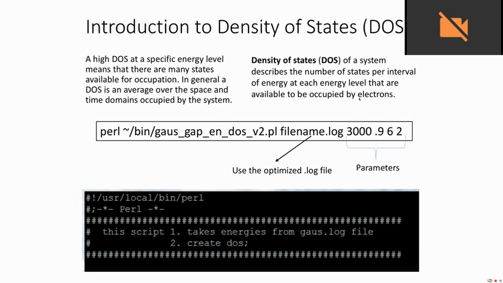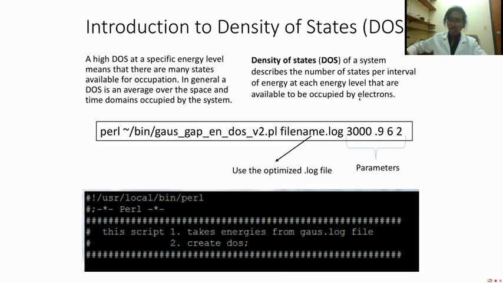So the density of states describes the number of states per interval of energy at each energy level that are available to be occupied by electrons. So this is the command for the Perl file. You can put the file names here, and this is the optimized log file, and on the right side you can see the parameters for the Perl.